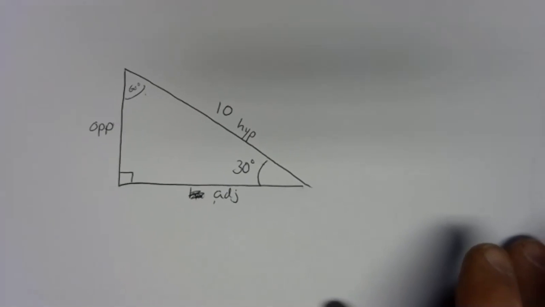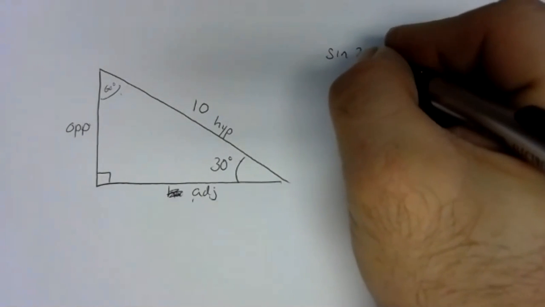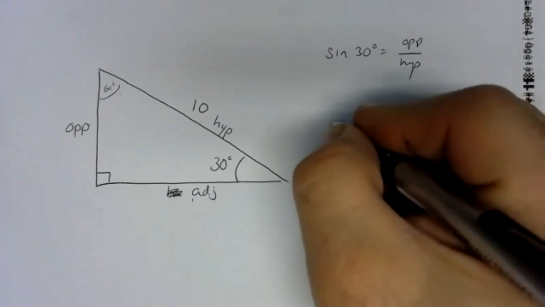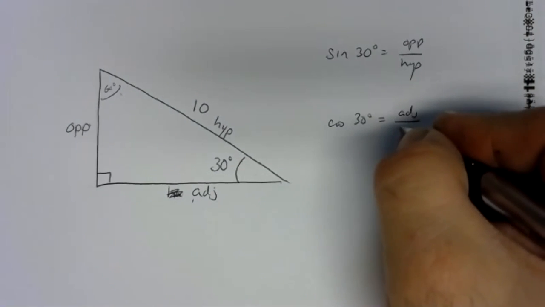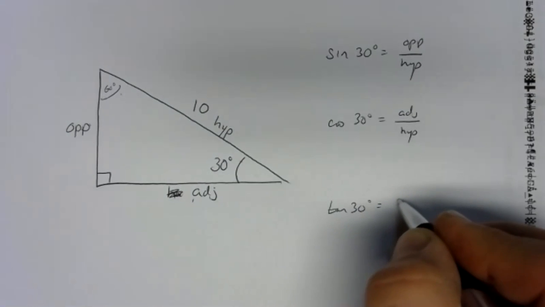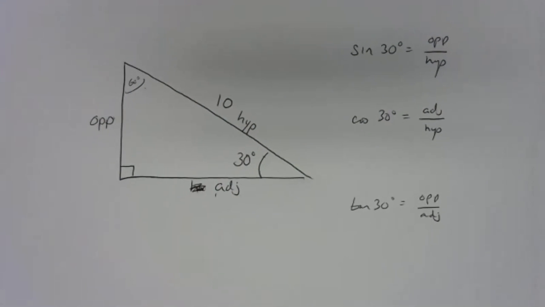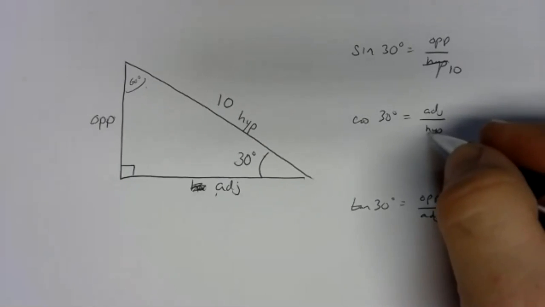If you weren't sure, you could go and write down the ratios. Sine of 30 would be the opposite over the hypotenuse. Cosine of 30 would be the adjacent over the hypotenuse. And the tangent of 30 would be the opposite over the adjacent. Those are our definitions of our ratios. We can fill in what we know. The only side we know is the hypotenuse. So we've got a hypotenuse of 10.